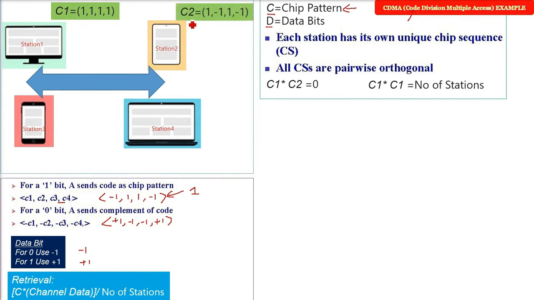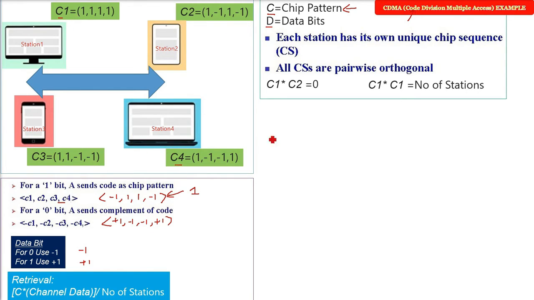So say C1 is 1, 1, 1, 1. C2 is 1, -1, 1, -1. C3 is 1, 1, -1, -1. And C4 is 1, -1, -1, 1. These are the chip patterns, or the unique chip sequences, of 4 machines or 4 stations. So what are the properties? The first property is that if you take any pair and take the inner dot product, you need to get a 0. That is, you just have to take the dot product of the pair.